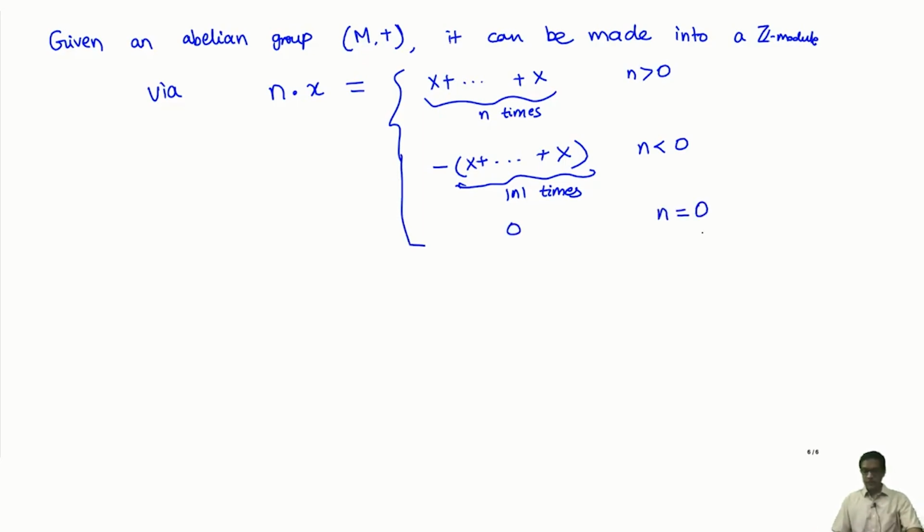Okay, so you have to check. Now I'm giving you a definition. Take any abelian group and you define the scalar multiplication by Z in this manner, then this becomes a Z module. It's a check that it satisfies all the axioms. Okay, exercise: check axioms 1 through 4.